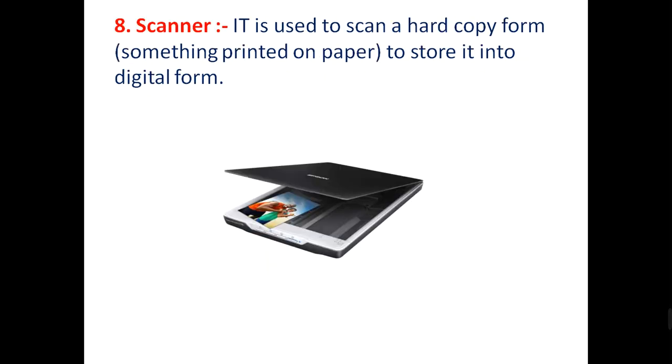Next is scanner. So a scanner usually converts a hard copy into digital copy. It means it can convert a data on the page to a data in the computer. It means if we have a photograph or a written text document, we can scan that particular document, and the data can easily be transferred to the computer. So we can say that it converts a hard copy into soft copy.